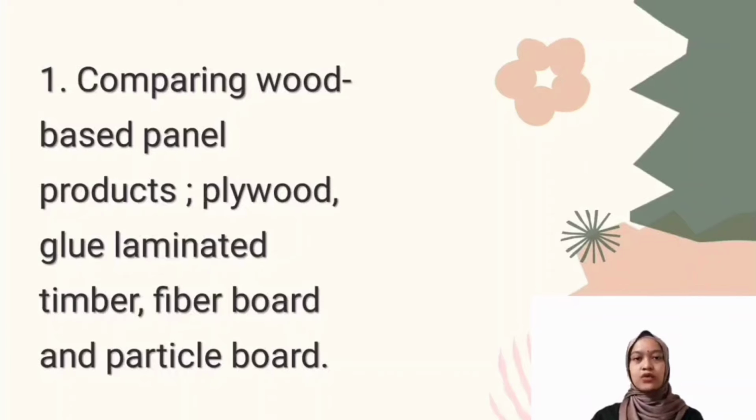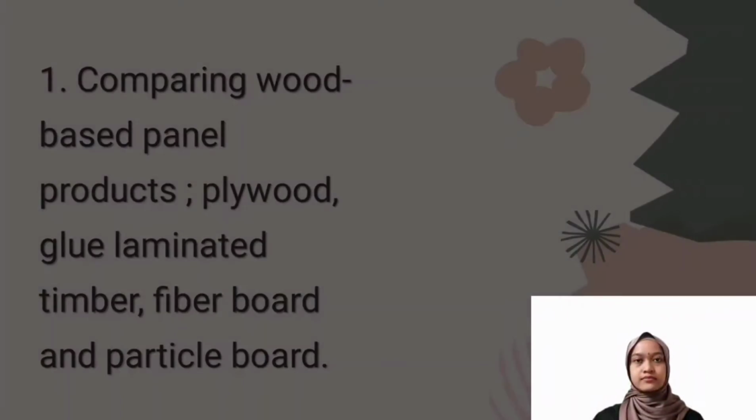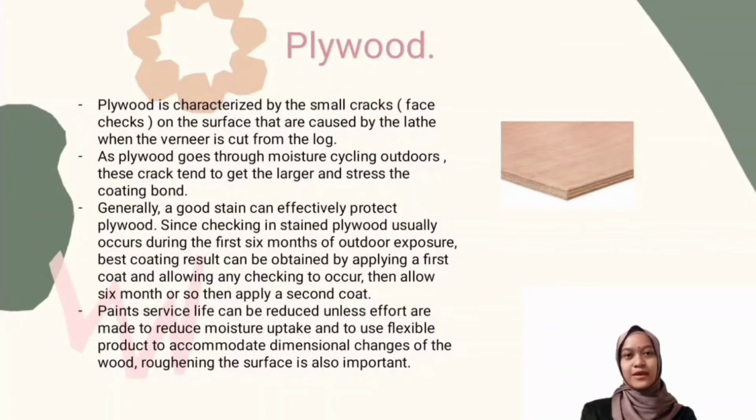First of all, I will be comparing wood-based panel products, which are plywood, glue-laminated timber, fiberboard, and particle board. First, plywood. Plywood is characterized by small cracks or face checks on the surface that are caused by lathe when the veneer is cut from the log. As plywood goes through moisture cycling outdoors, these cracks tend to get larger and stress the coating bond.